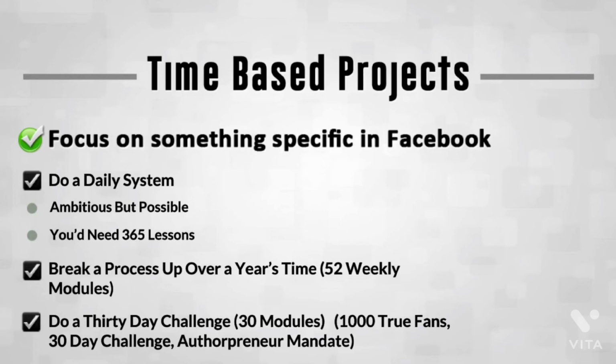But if you're asking, okay, how do I differentiate the content? Take it and give it a deadline. You can do a year system. You can do a weekly system over a year. You can do a 30-day challenge.